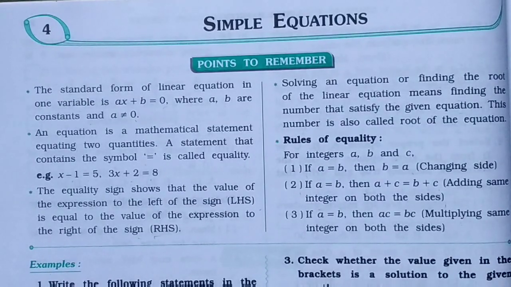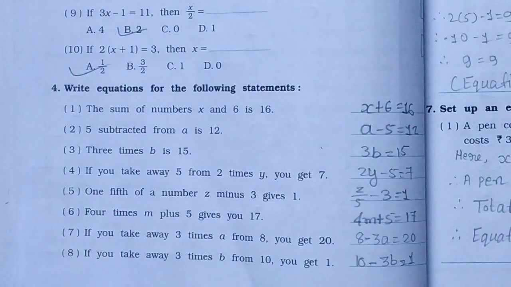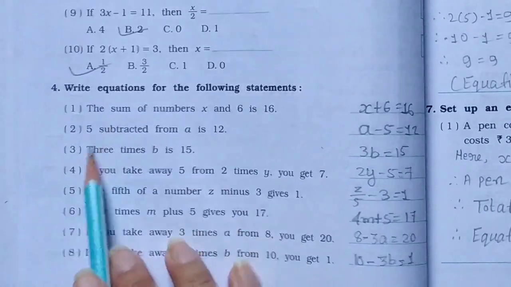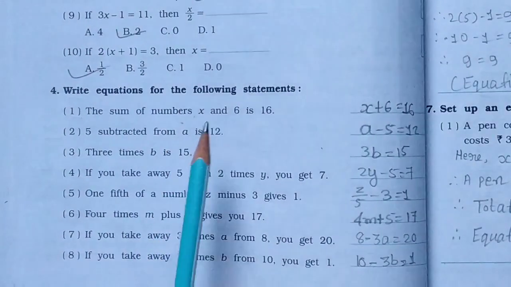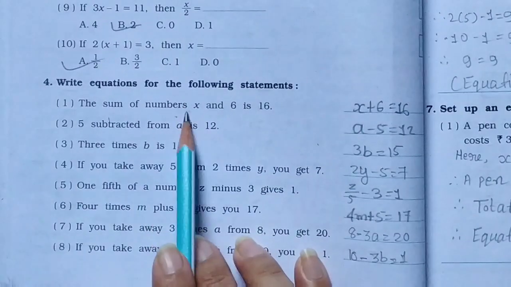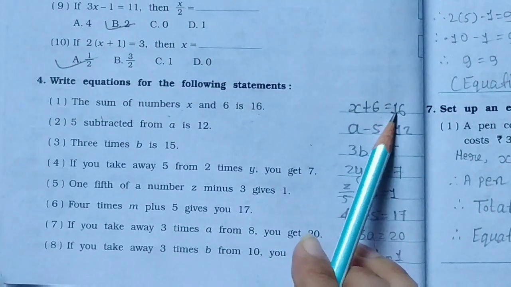Now we are going to start the workbook. We start with question number 4. First, write the equation from the following statement. Here, C1: the sum of the number x and 6 is 16. Sum means plus. So x plus 6 is 16, that means write x plus 6 is equal to 16.